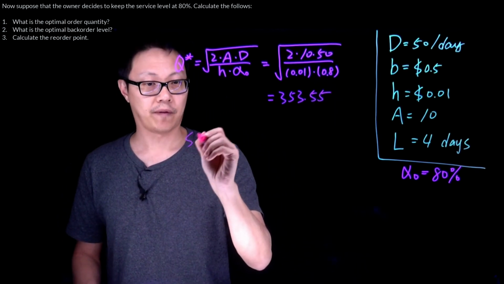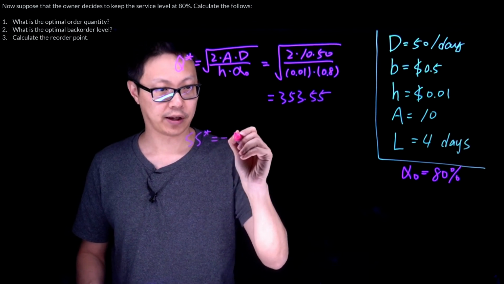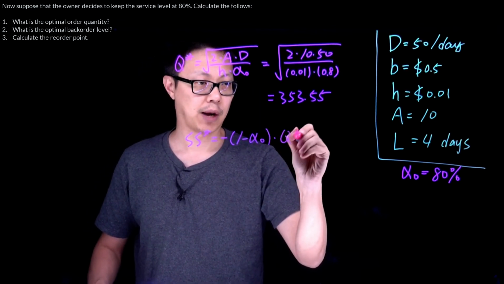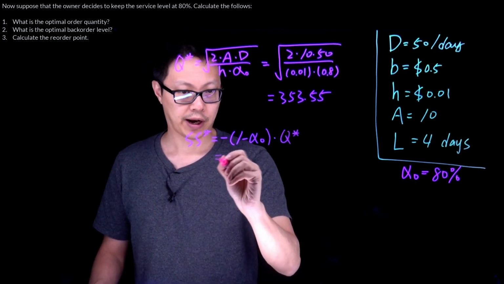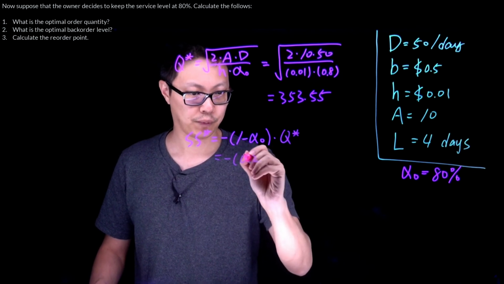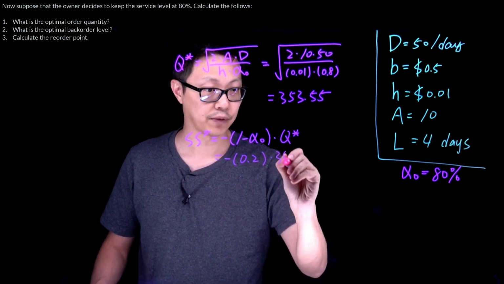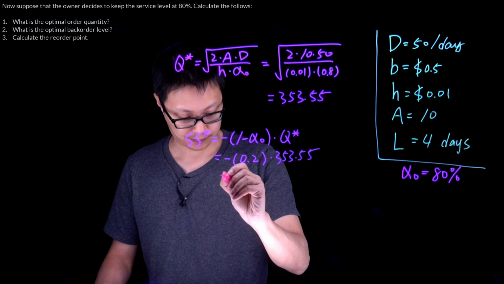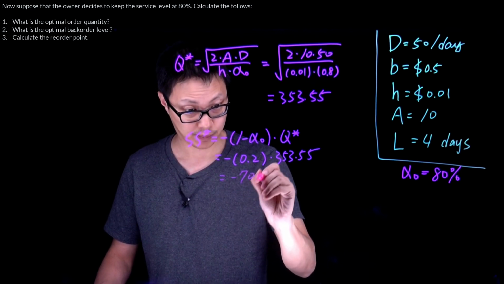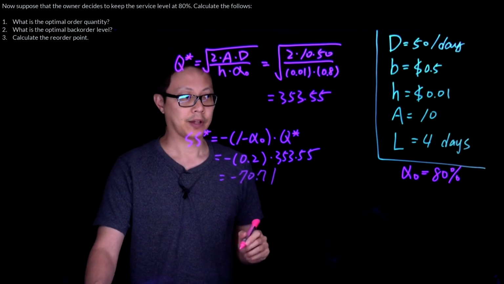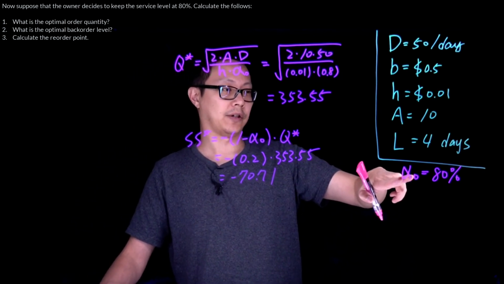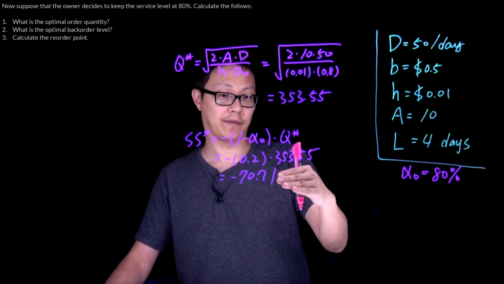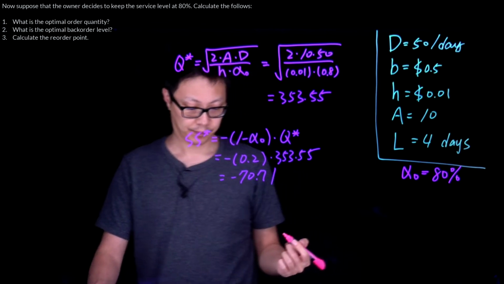And for the back order level, you'll be negative 1 minus alpha 0 multiplied by your optimal order quantity. So I have negative 0.2 times 353.55. And the answer is negative 70.71. So as you can see, when the service level drops from 98% to 80%, we actually want to have a higher level of the backorder quantities.